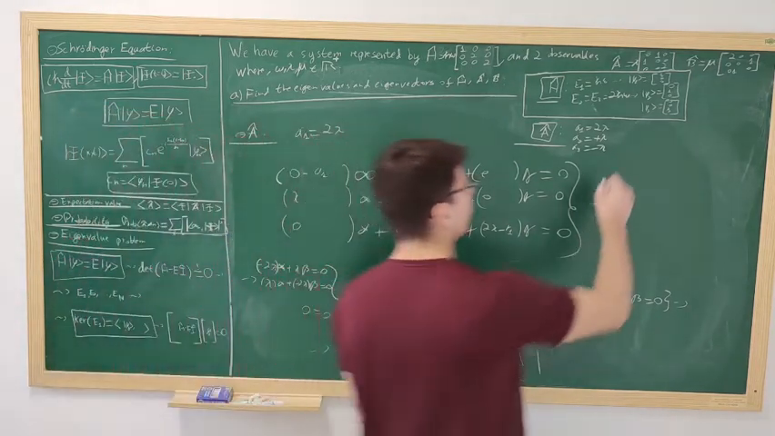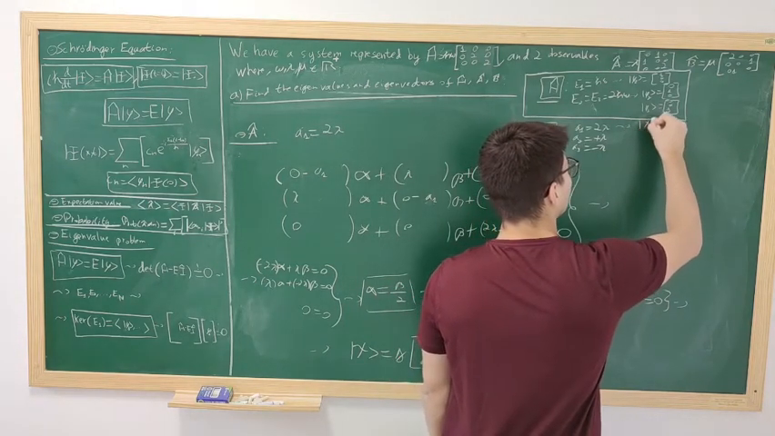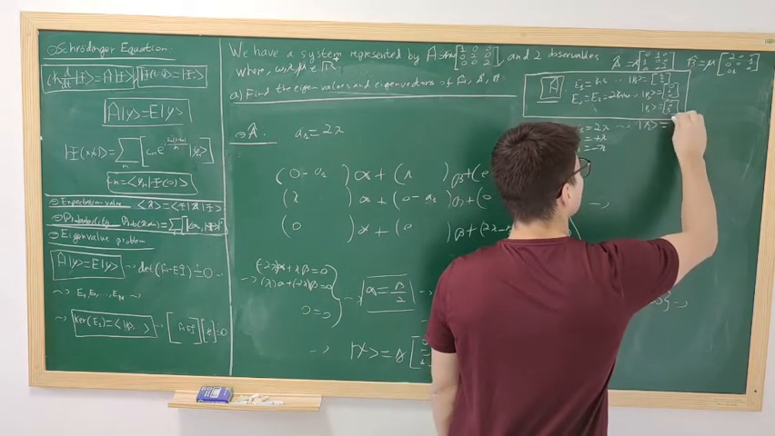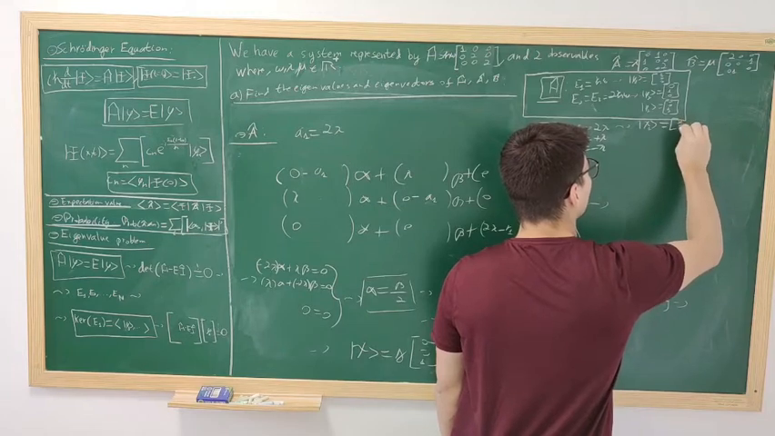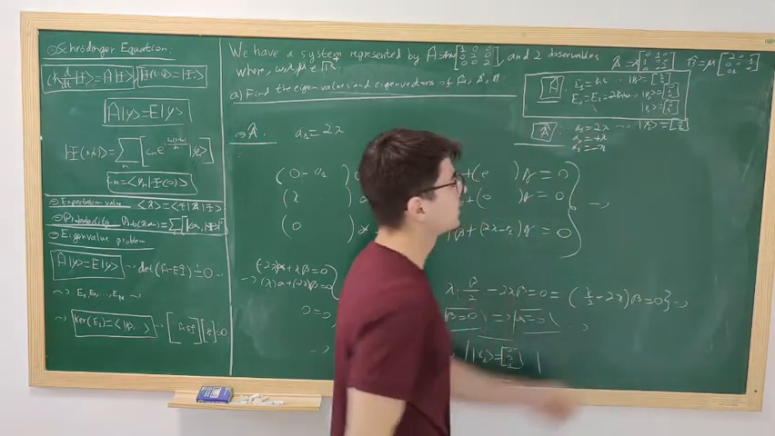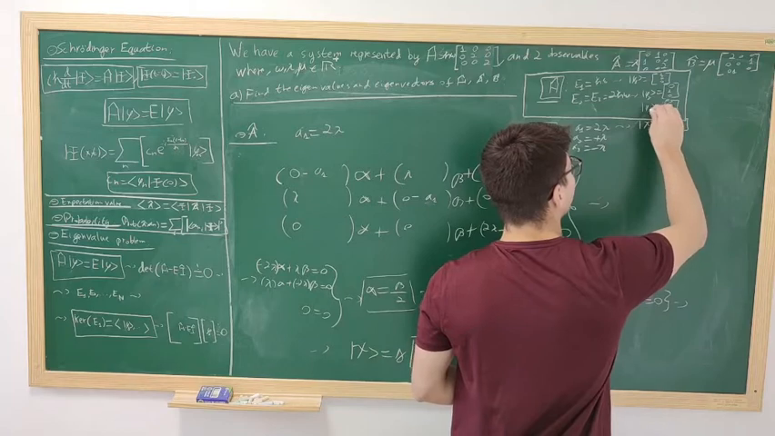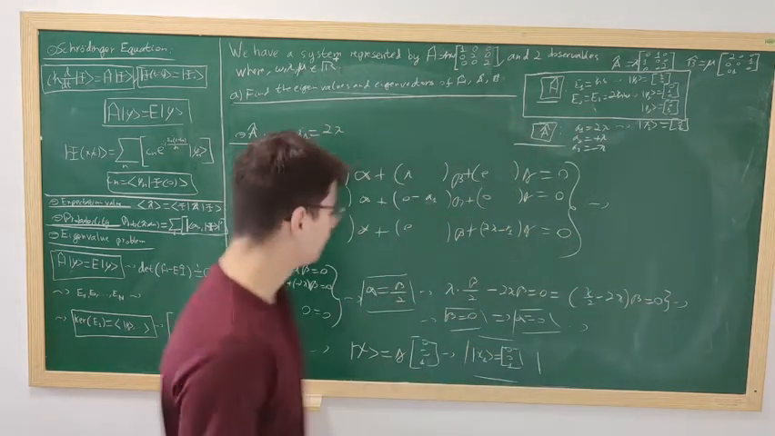So let's just write this. Our first eigenvector, psi 1, is 0, 0, and 1. Notice that it coincides with phi 3, but there's actually no problem.